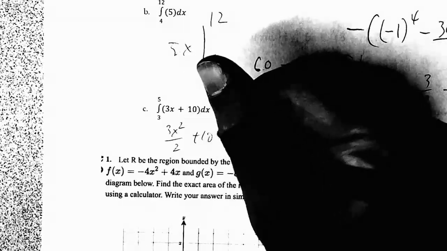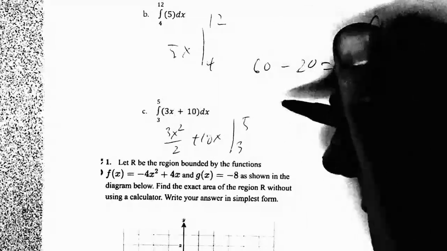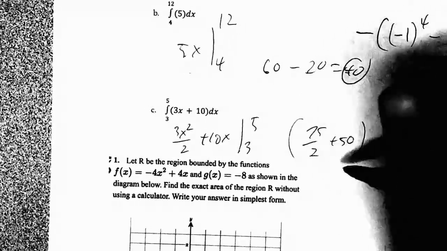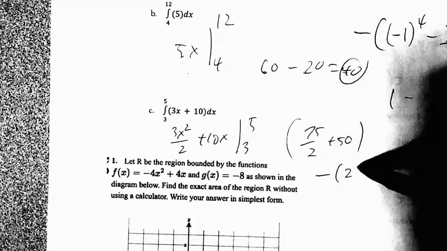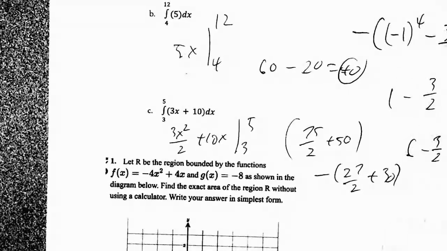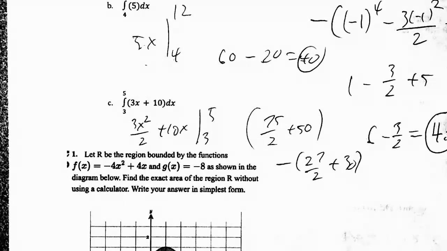Integrate 3x squared over 2 plus 10x, all from 3 to 5. Okay, plug in the 5. That's 25 times 3 is 75. So 75 over 2 plus 50 minus 9 times 3 is 27. 27 over 2 plus 30. Okay, so it's a bit of a messy one.